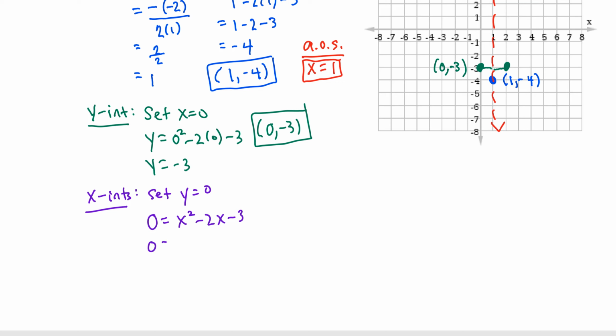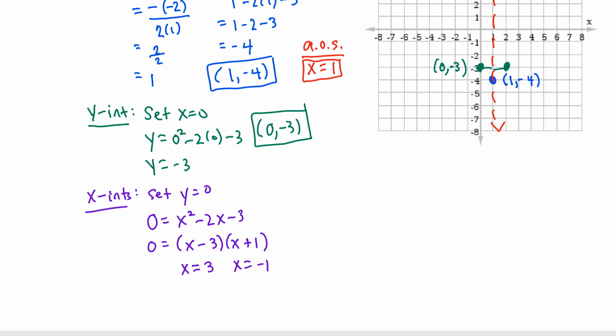This one's really quite simple to factor. Notice we could factor it as (x minus 3)(x plus 1). So we're going to get two solutions from this equation, one from each factor. When I set x minus 3 equal to 0 and solve for x, we get x equals 3. And in this case, we get x equals -1.